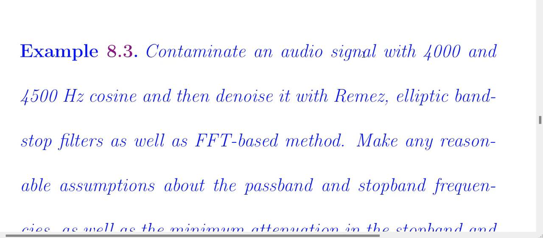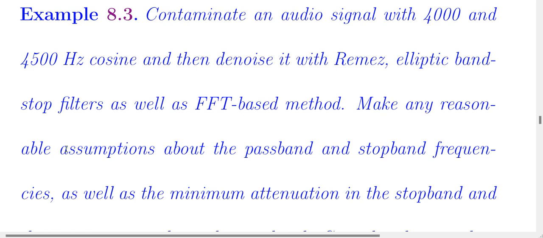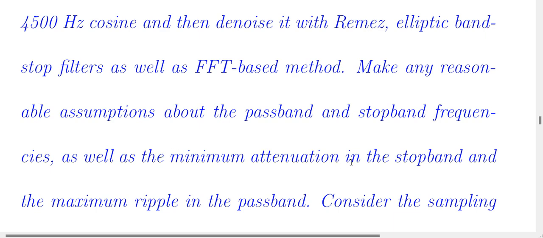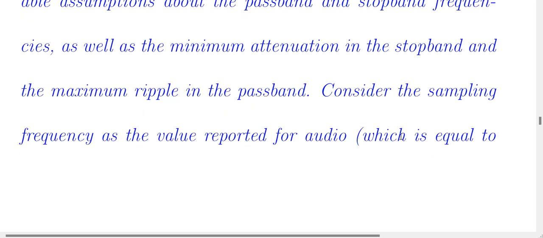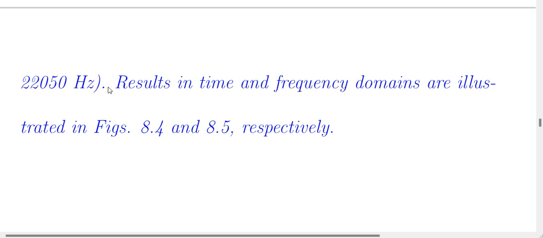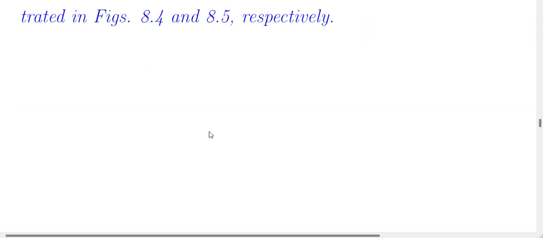Okay, contaminate an audio signal with 4 kHz and 4.5 kHz cosines and then denoise it with Remez, elliptic, bandstop filters as well as an FFT-based method. Make any reasonable assumptions about the passband and stopband frequencies as well as the minimum attenuation in the stopband and the maximum ripple in the passband. Consider the sampling frequency as the value reported for audio, which is equal to the same one. Results in time and frequency domains are illustrated in figures 8.4 and 8.5 respectively.